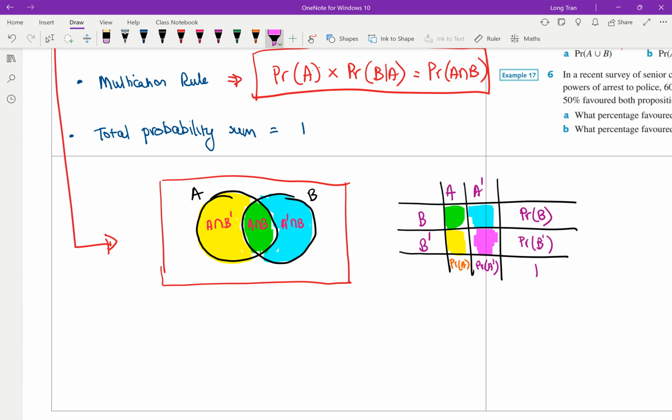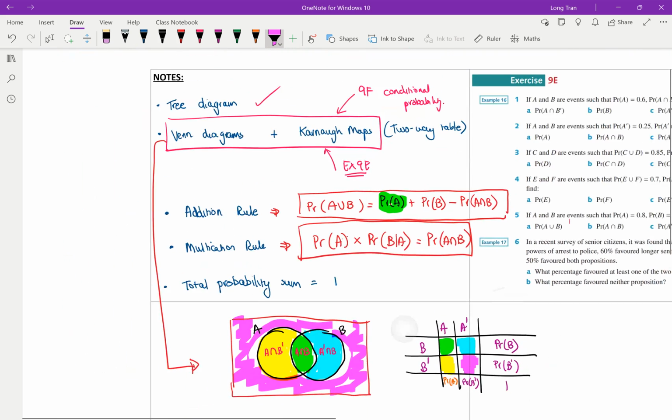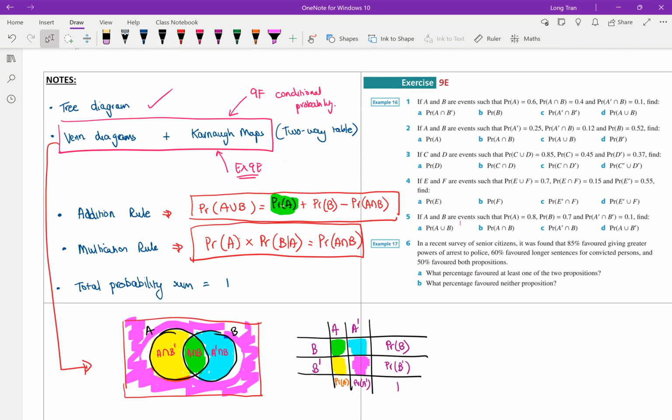Here we go. And that last region is everything that's outside of your two circles. Okay? So what I've highlighted here is how you link from a Venn diagram to the regions in a two-way table. Okay, so that's exercise 9E. As you're solving these questions, you'll be using either the addition rule, a two-way table, a Venn diagram, or a tree diagram to solve your problems. Okay?